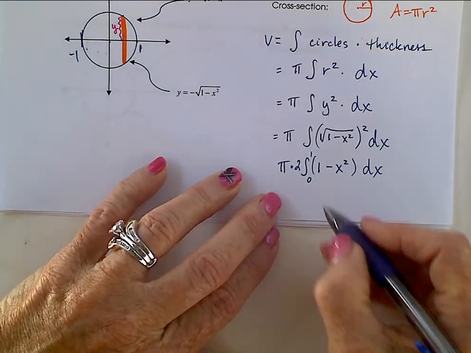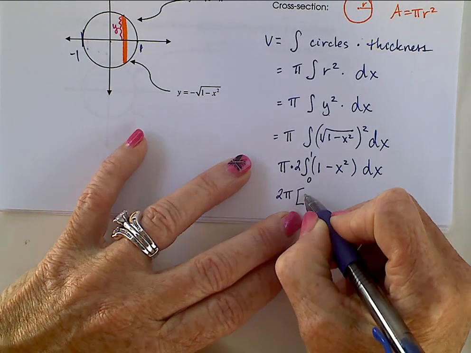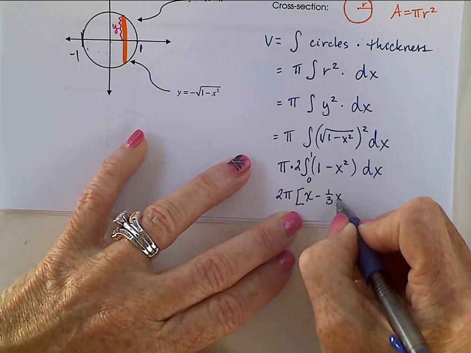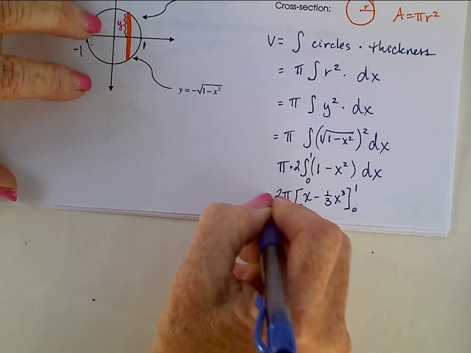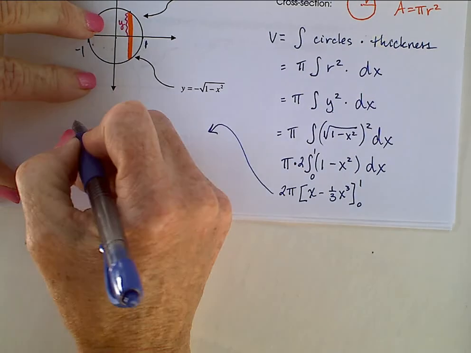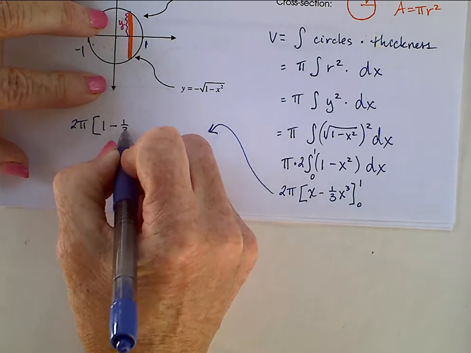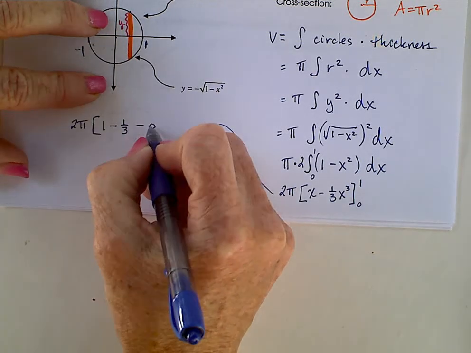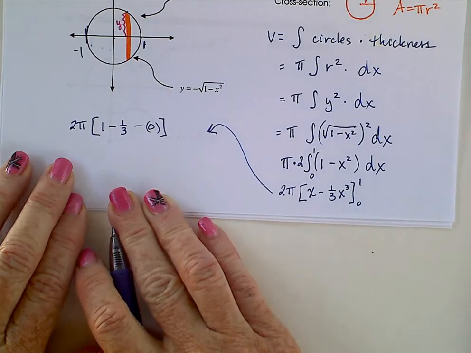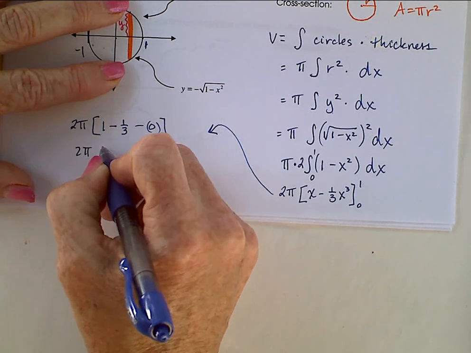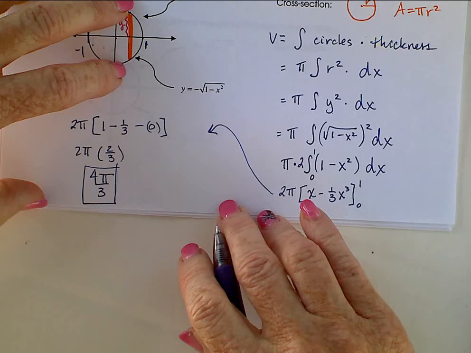Okay, working through this then, we have 2 pi. If we anti-differentiate here, that's going to give us x minus 1/3 x cubed, evaluated from 0 to 1. That's going to be 2 pi. Let's plug in a 1, so we have 1 minus 1/3 minus 0. And 1 minus 1/3 is 2/3. So we have 4 pi over 3 as that volume.